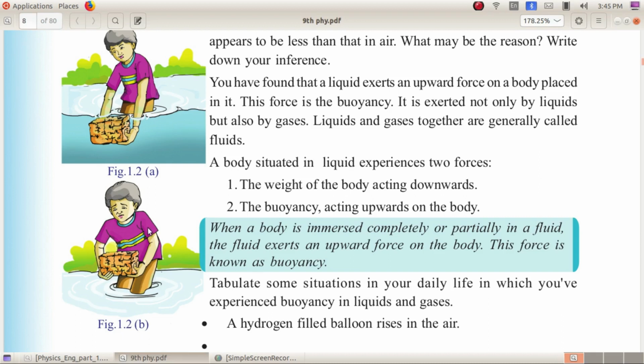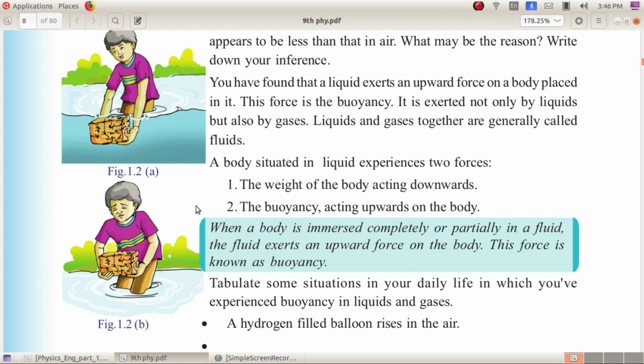Now, let us define what buoyancy is. When a body is immersed completely or partially in a fluid, the fluid exerts an upward force on the body. This force is known as buoyancy. Now, you have to study what buoyancy is.